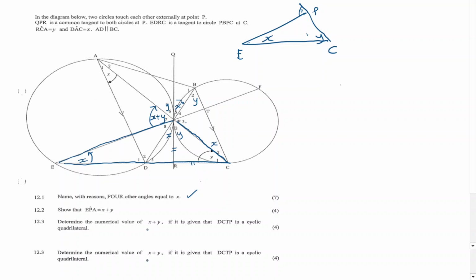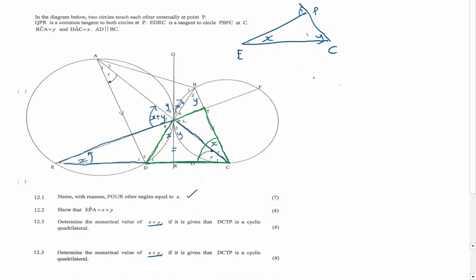Determine the numerical value. That just means a number for X plus Y if it is given that DCTP is a cyclic quad. And so we've got DCTP being a cyclic quad. And if that's a cyclic quad, you can't say, no, it's not inside a circle. It means that we can use all the normal properties of a cyclic quad. We don't have lines crisscrossing from side to side, so it's probably not angles in same segment. So then the best use is probably to do the opposite.